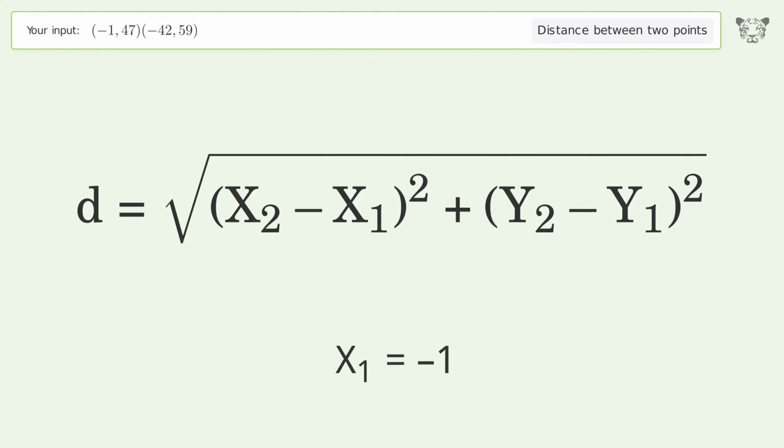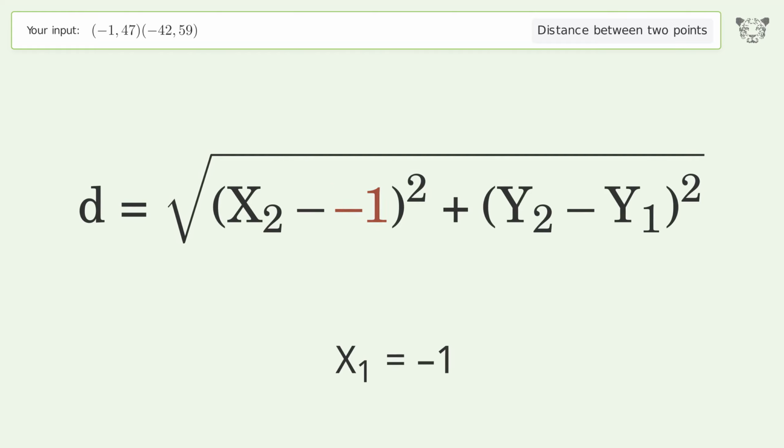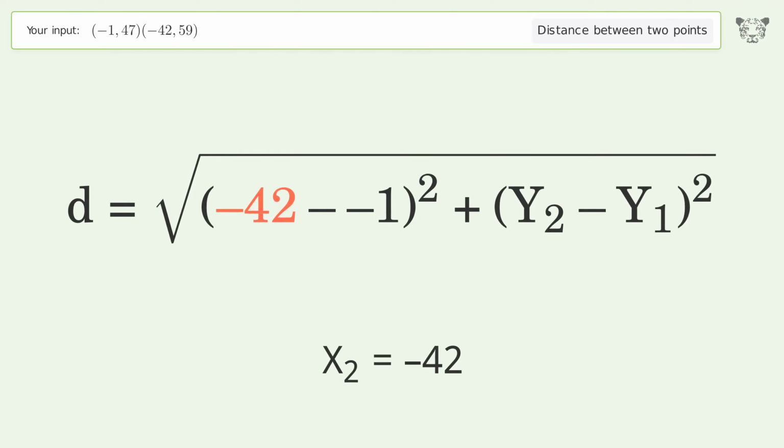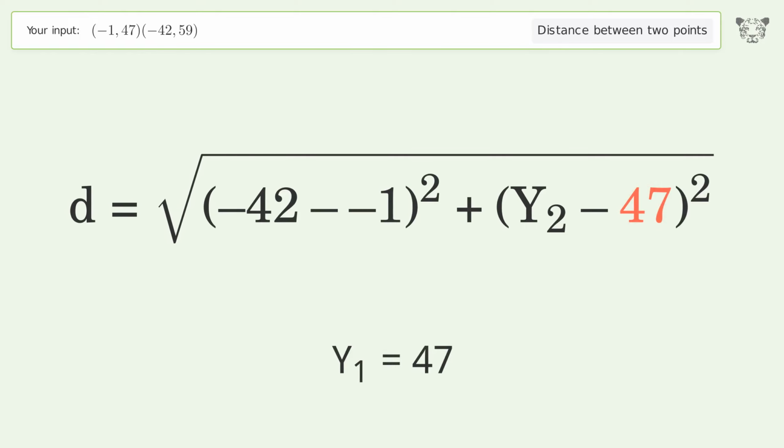x1 equals -1. x2 equals -42. y1 equals 47. y2 equals 59.